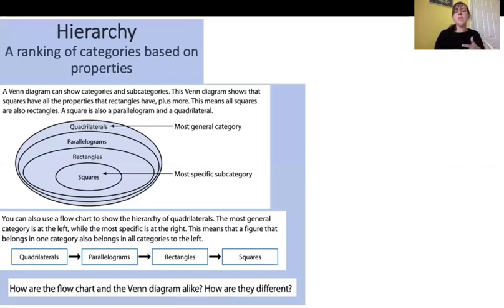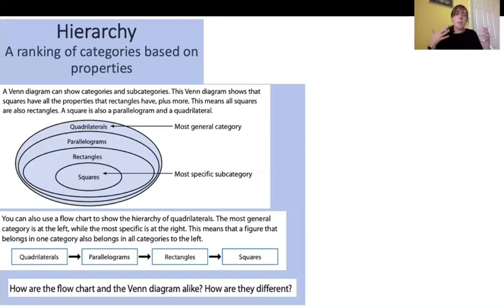You could also do this using that flow chart. So if you look down there, that flow chart kind of says the same thing. We went from quadrilaterals first to parallelograms to rectangles to squares. And I had a kind of a thinking question that I want you to think about as we're going through this. How are the flow chart and the Venn diagram alike? So just stop and take a moment. How are they alike? How are they different?